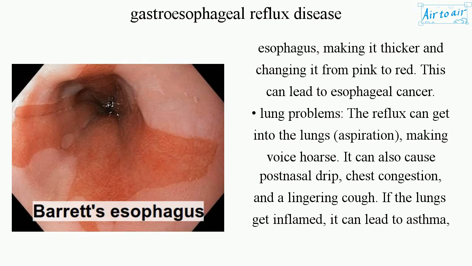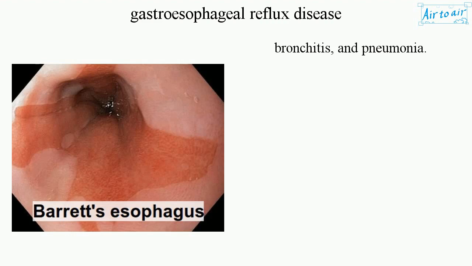Lung problems. The reflux can get into the lungs, aspiration, making the voice hoarse. It can also cause postnasal drip, chest congestion, and a lingering cough. If the lungs get inflamed, it can lead to asthma, bronchitis, and pneumonia.